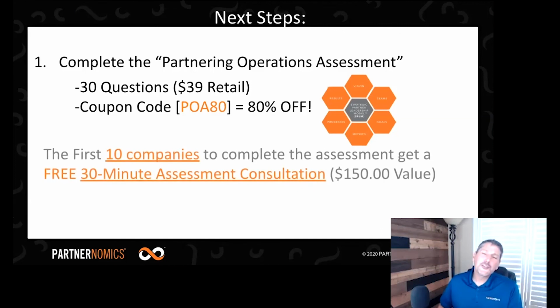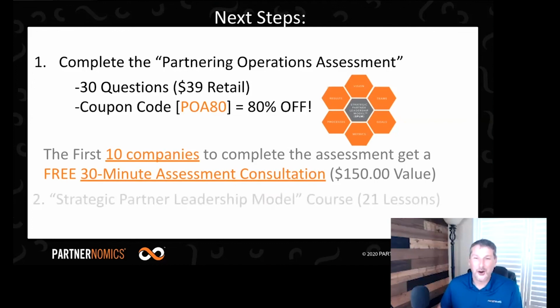Next, for the first 10 companies, for the first 10 people, I want to give you an opportunity to talk about your results and to build a strategy, whether that includes working with Partnernomics and our coaches or not. You can set up a 30-minute meeting with me specifically, and we'll talk about your assessment results and give you some strategies that you can start to implement immediately to help your team get more significant results out of your partnerships.